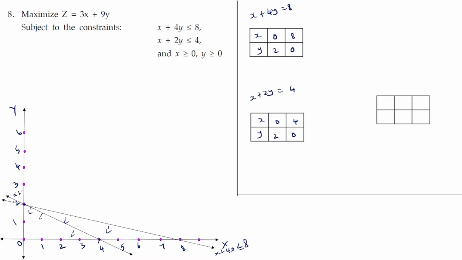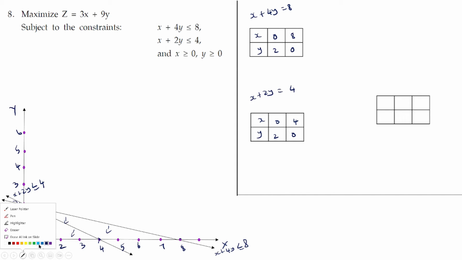This is x plus 2y less than or equal to 4. So the feasible region is, and then we have the non-negative constraints, x greater than or equal to 0 and y greater than or equal to 0. It is the first quadrant. So the region which is common to all these constraints is the feasible region. It is this part.